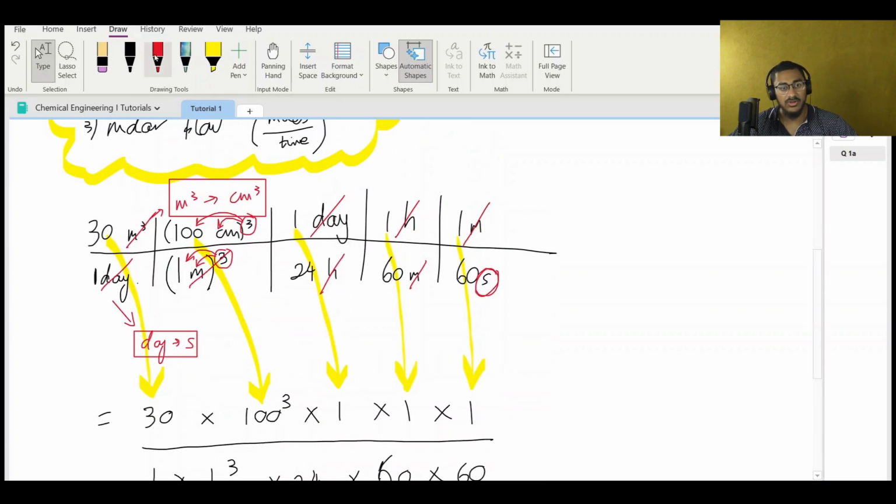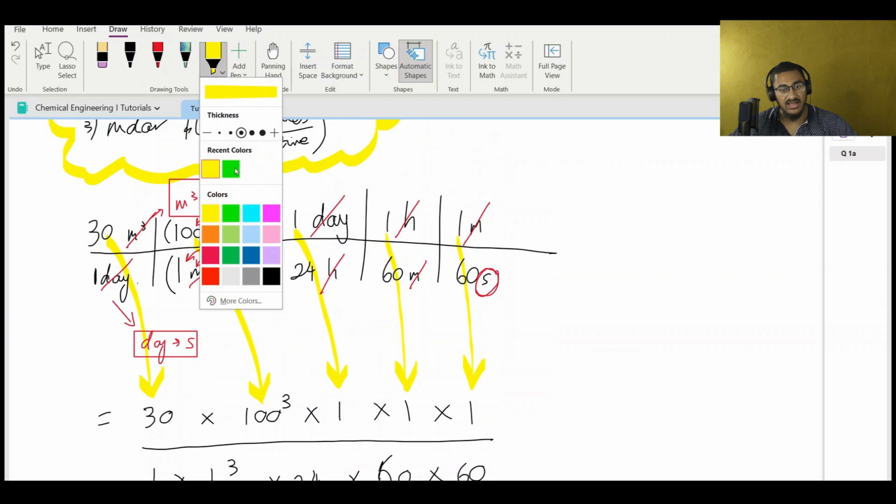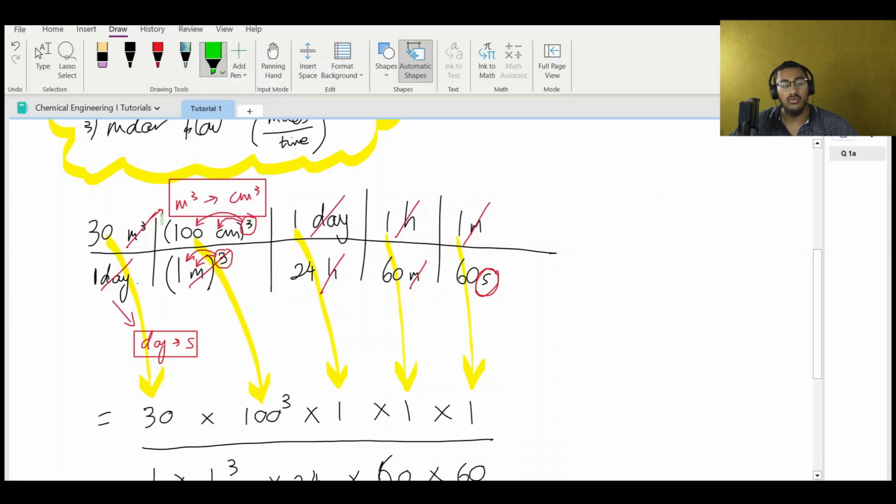Now, I just want to take a moment, change my highlighter color, and show you how to double check everything on the ladder to see that it's correct. So here's the thing, right? If every stage of your ladder is essentially equal to 1, or the top and bottom are equivalent, then your ladder is correct. So let me show you what I mean by that. Do you agree that 1 meter and 100 centimeters is exactly the same thing? Yes. So therefore, my top and bottom is equal to 1.